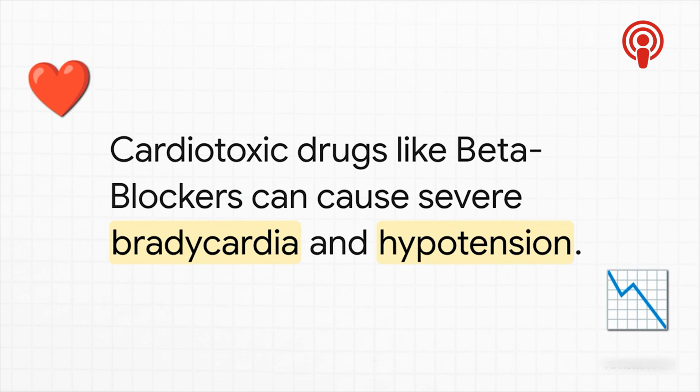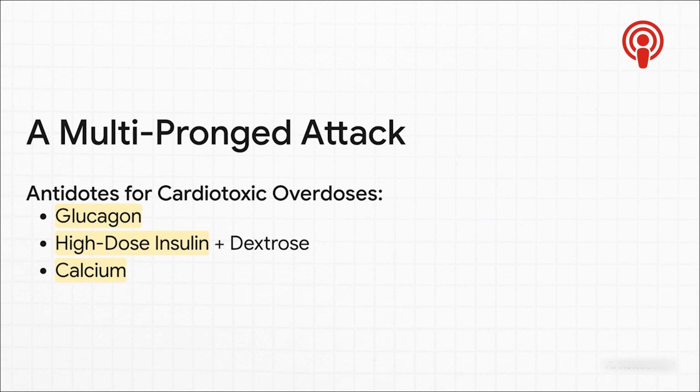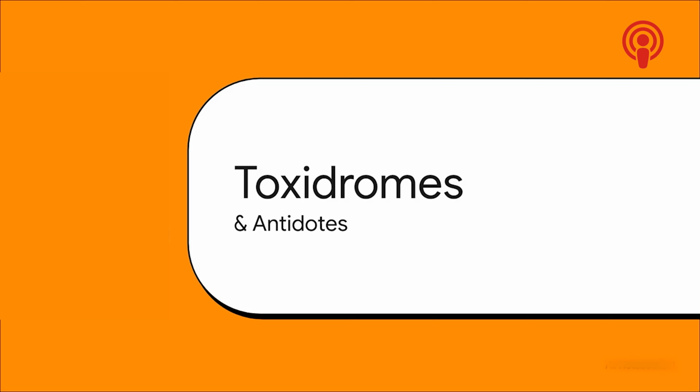All right, let's level up the difficulty. Some very common heart medications, like beta blockers, can be absolutely lethal in an overdose. These drugs go straight for the heart, causing a dangerously slow heart rate and dropping the blood pressure to critical levels. So for these cases, doctors can't just rely on one fix. Instead, they launch this multi-pronged attack. They'll use a whole cocktail of agents: glucagon, high-dose insulin, calcium, all of which work in slightly different ways to support that failing heart.